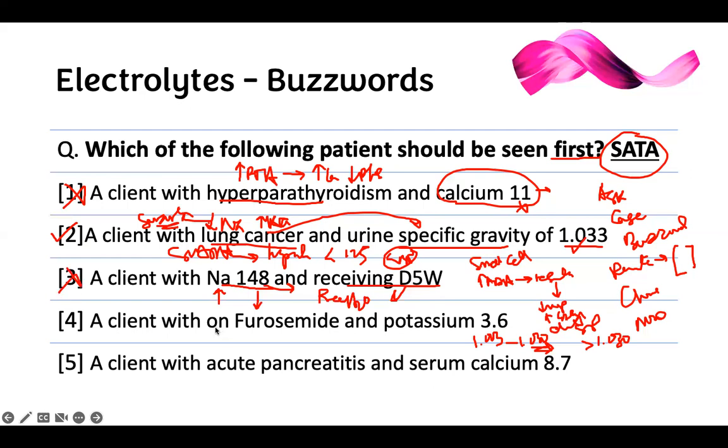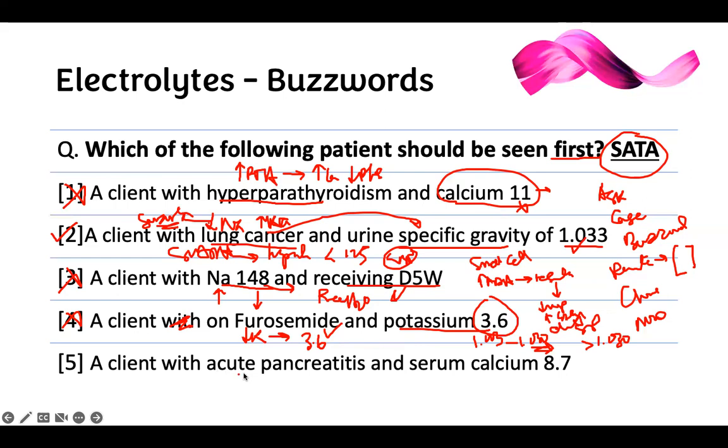A client on furosemide and then potassium of 3.6. What does Lasix do? It lowers your potassium, okay? And their potassium is 3.6. It's still in the normal range, but it's in the low normal. This is an expected finding, so I'm not worried about it. It's supposed to be low, but it's not lower than 3.5. And the patient is on Lasix, therefore I'm fine.